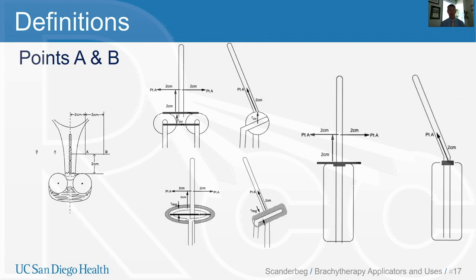The diagram on the right shows how to define point A for a tandem and cylinder treatment. So if you don't have the ovoids or the ring, just a tandem and cylinder, start at the flange or the top of the cylinder, or seeds that mark the cervical os, and then move 2 centimeters superior along the tandem and 2 centimeters lateral.